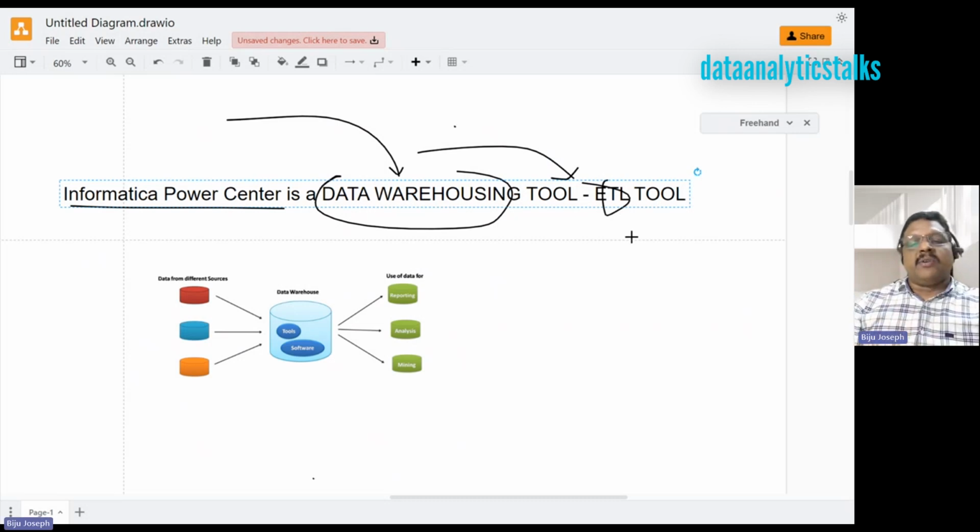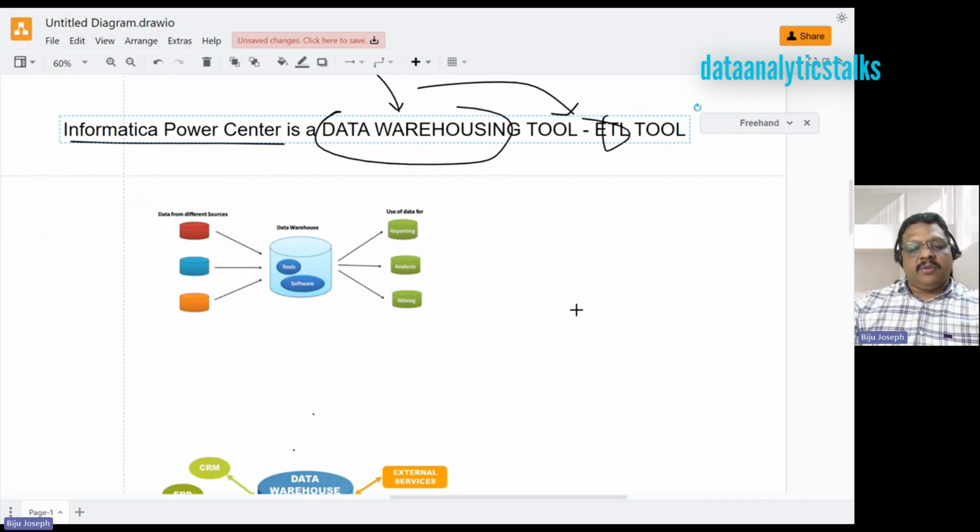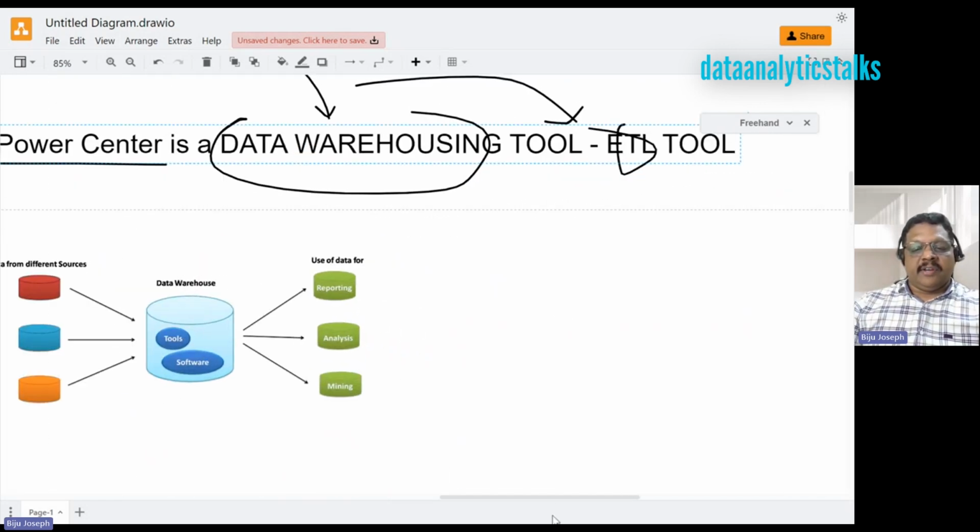So if you still don't know data warehousing or ETL, I would request you to spend some time seeing the videos on data warehousing or ETL in our playlist. However, I would like to have a quick overview about data warehousing.